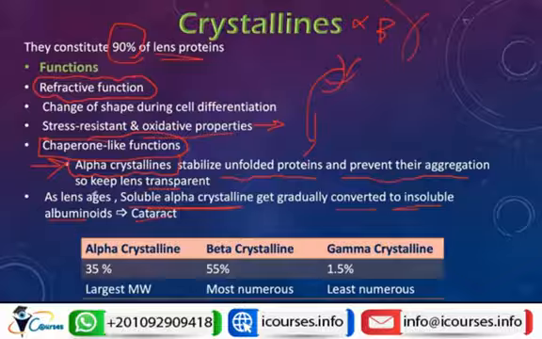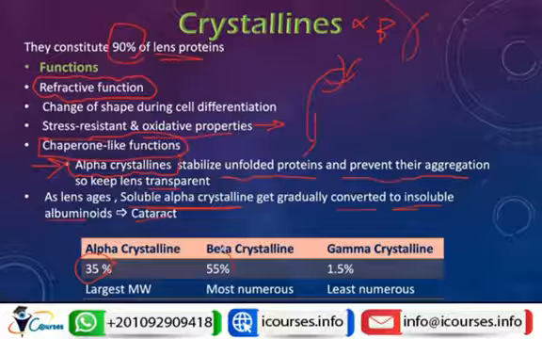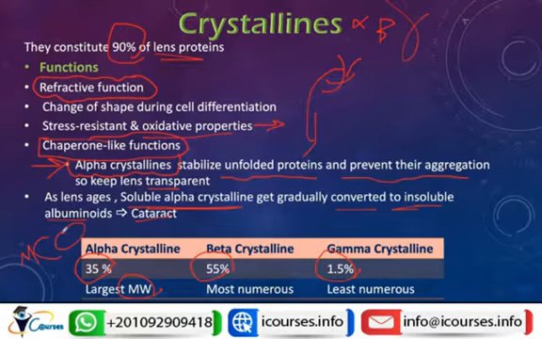We have three major types of crystalline: the alpha, the beta, and the gamma. It is very important to know the ratio: 35% for the alpha, 55% for the beta, making it the most numerous, and 1.5% for the gamma, making it the least numerous. So what is specific about alpha? It is the largest. This is for MCQ. Alpha crystalline is the largest, beta crystalline is the most numerous, and gamma crystalline is the least numerous, or the fewest.